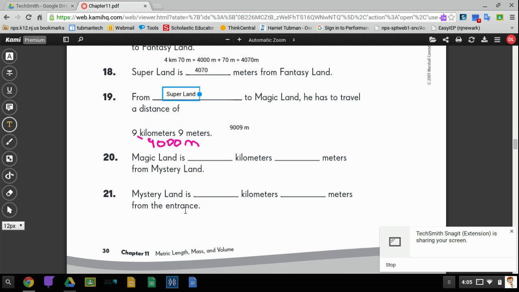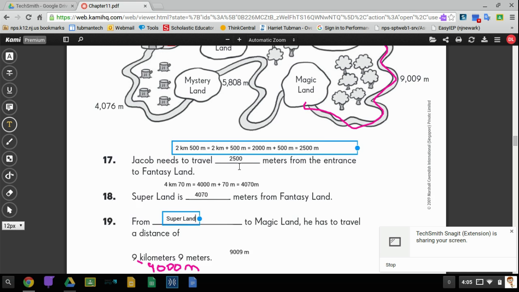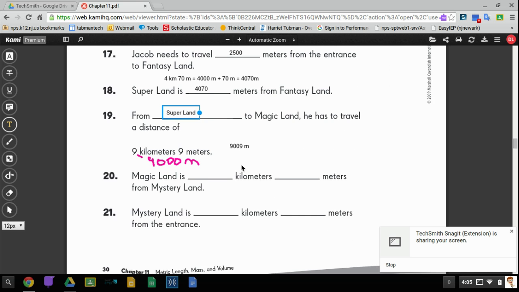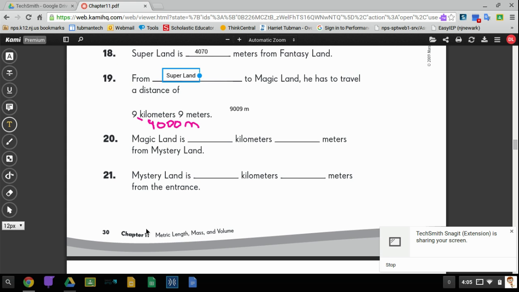Okay. I think I'm going to let you try number 20 and 21 on your own. So remember to look at the map. Remember to convert it over when you need to. And then good luck. Get started. And when you finish that, you would have finished page 30.